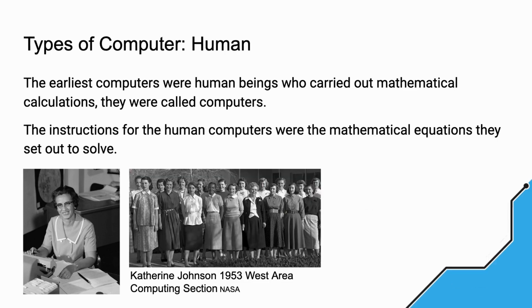And the first types of computer were actually human beings. These were people who were very good at mathematics and carried out complex mathematical calculations required by things like NASA during the 60s for the space program. Accounting firms also used them a lot to keep books. So the instructions for these human computers were the mathematical equations that they had to solve. In fact, NASA founded the West Area Computing Section in the 50s, and that was made up of human beings, or human computers. So the first computers were actually human beings.